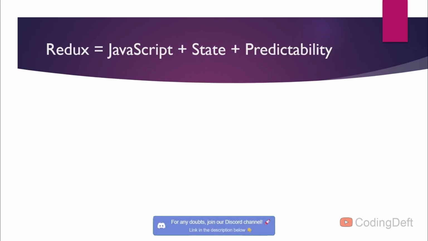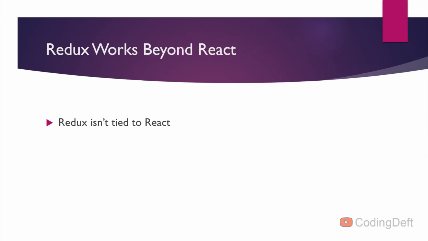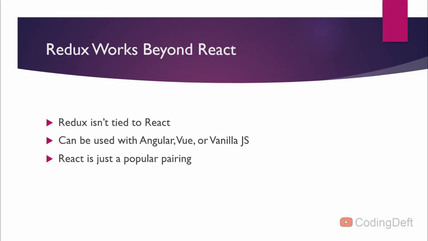First, Redux works with JavaScript applications. It provides a single source of truth for application state and ensures that all state updates follow a strict, predictable pattern. These characteristics make Redux a great choice for managing complex state logic. A common misconception is that Redux is only meant for React. That is not the case. Redux is a standalone library that can be used with any JavaScript based UI framework like Angular, Vue, or even plain JavaScript. React is just the most popular pairing.